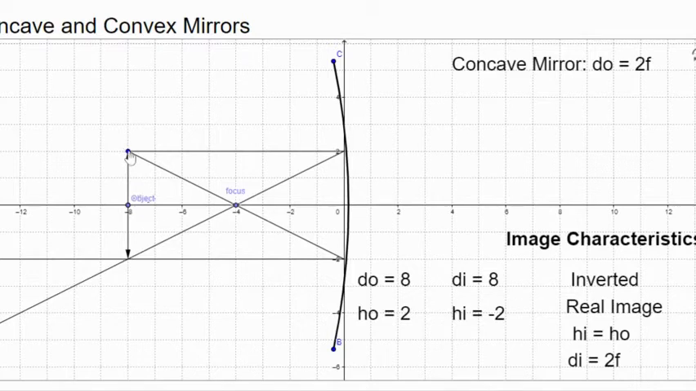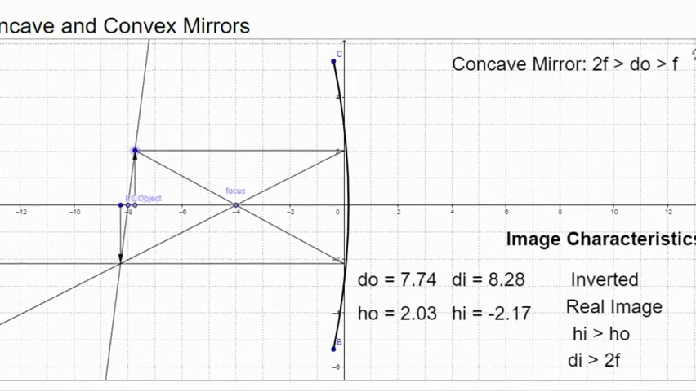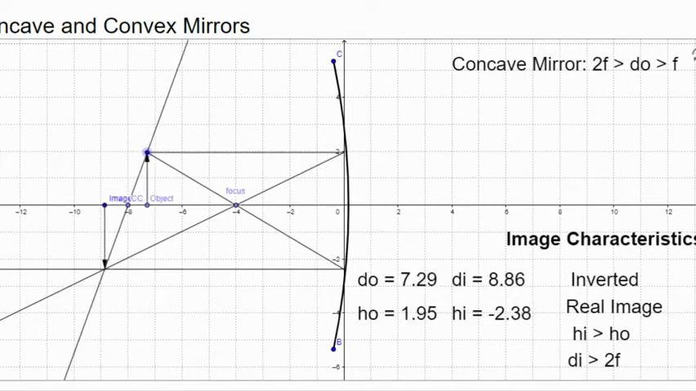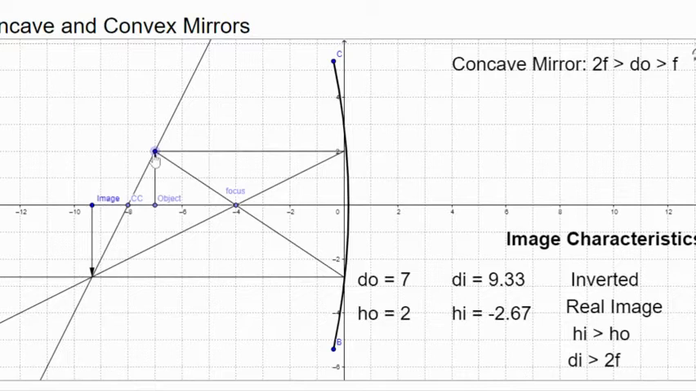I'll start moving the object closer to the mirror, and you'll immediately see that the image continues to move farther away, and it continues to get bigger. All right, I'm trying to keep that object right on the 2. I'll stop it right there where the object's at 7. You notice the height of the object hasn't changed, it's still 2. But now look at the image. It's larger than the object. Still inverted, still negative, but it's larger than the object. And of course, the image distance is now larger than the object distance.